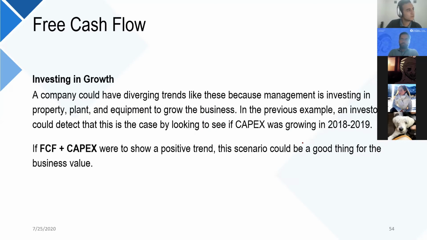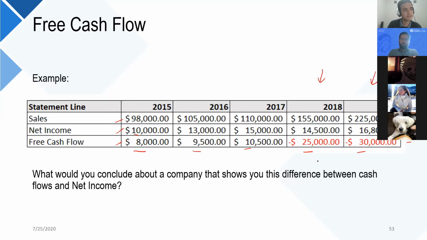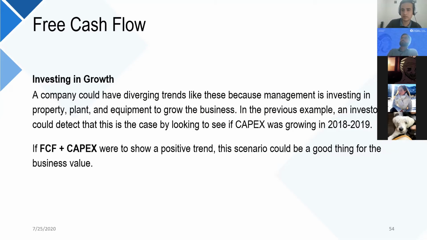The first one will be investing in growth. Maybe the company is investing in CapEx. Maybe here you have negative cash flows because the company is investing in assets. So you will need to go to your balance sheet and see if that is correct. That would actually be a good thing for the company, because, remember, the objective of CapEx investment is to get net future cash flow. Maybe the company board is investing in assets to generate future cash flow. That could be a reason.